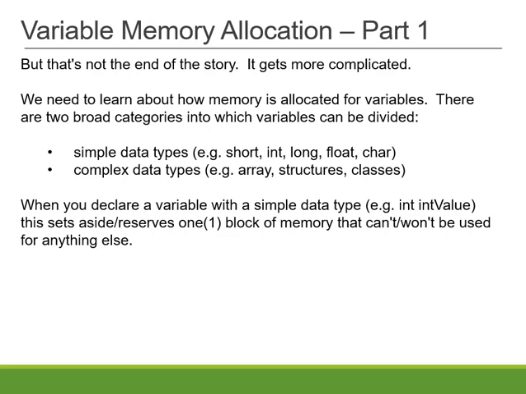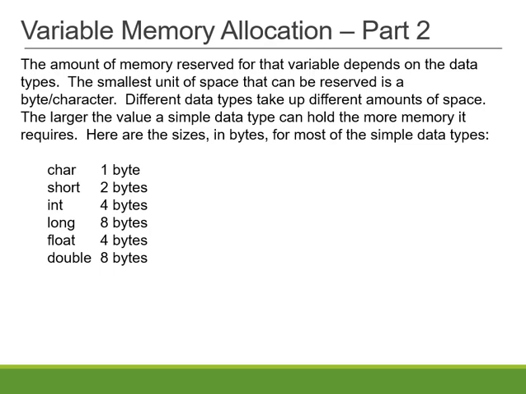Let's review variable memory allocation. In Java, we have simple data types such as short and long, float, and character, and we have complex data types such as arrays, structures, and classes. With simple data type declaration, Java reserves one block of memory that cannot be used for anything else. The data type determines the amount of memory reserved for the variable.